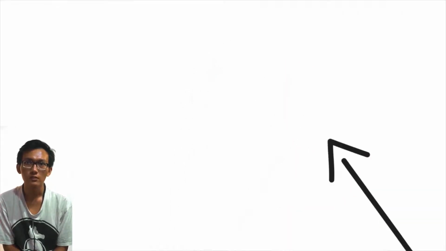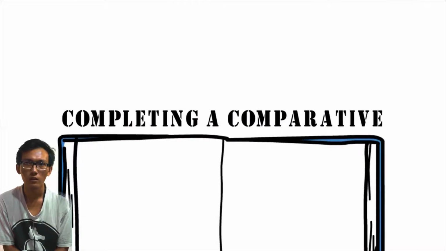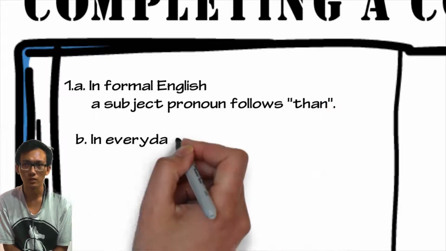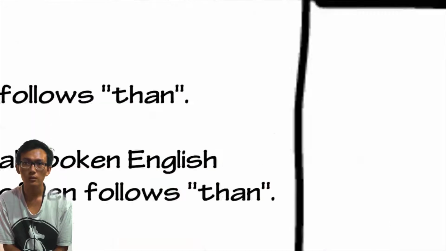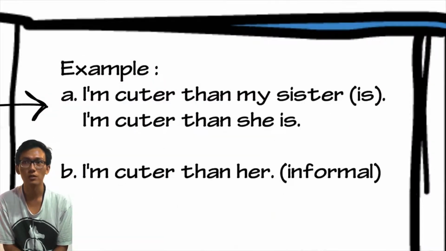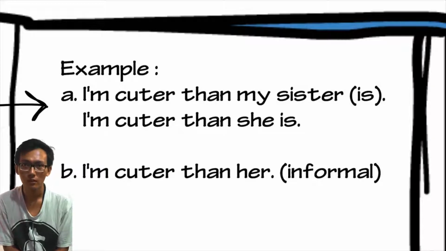Next is completing a comparative. In formal English, a subject pronoun follows than. In everyday informal spoken English, an object pronoun often follows than. Example, in formal, I'm cuter than my sister, or I'm cuter than she is. In informal, I'm cuter than her.